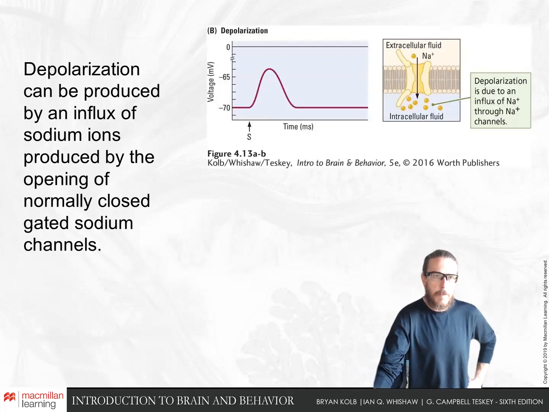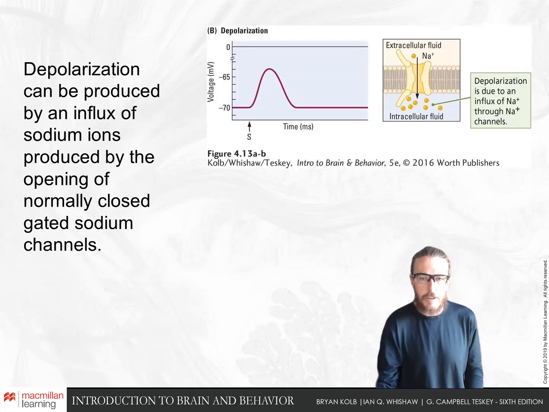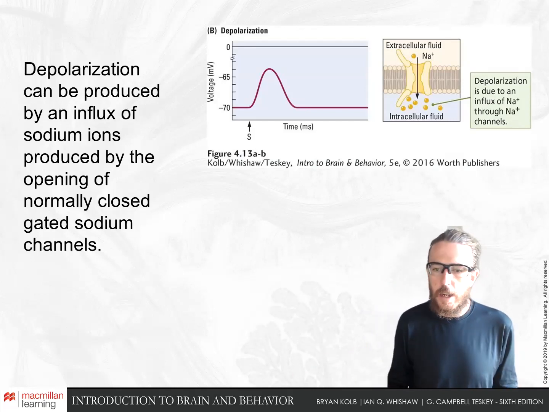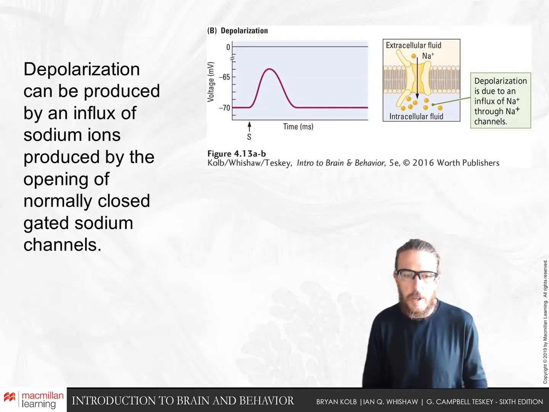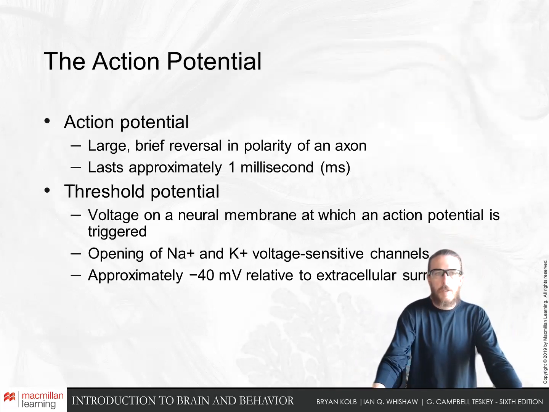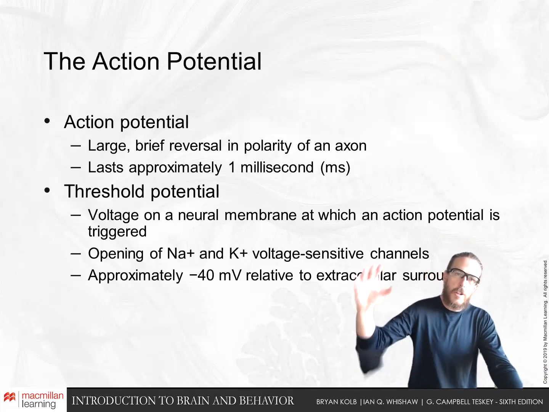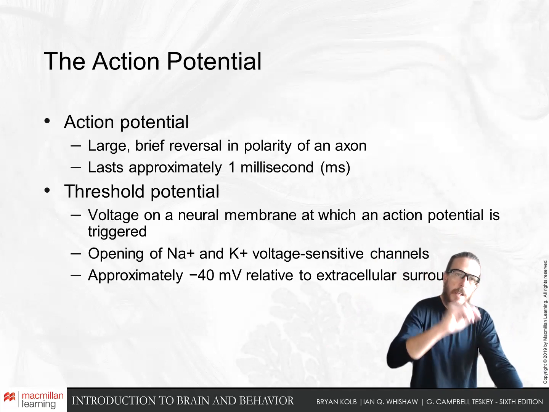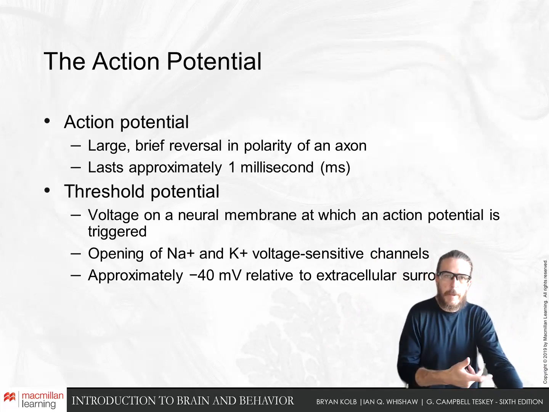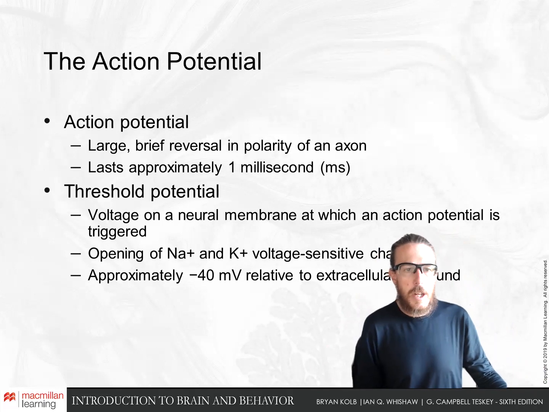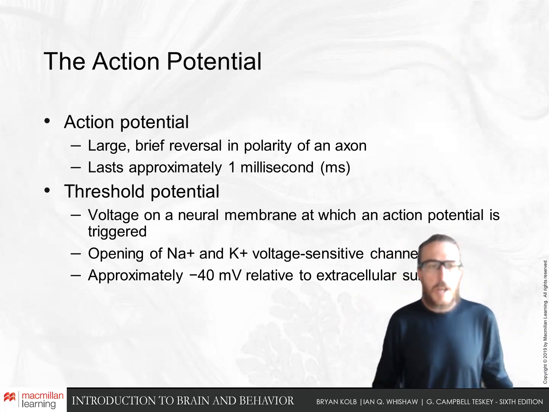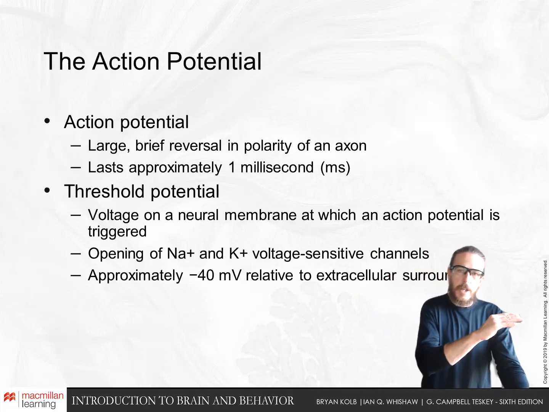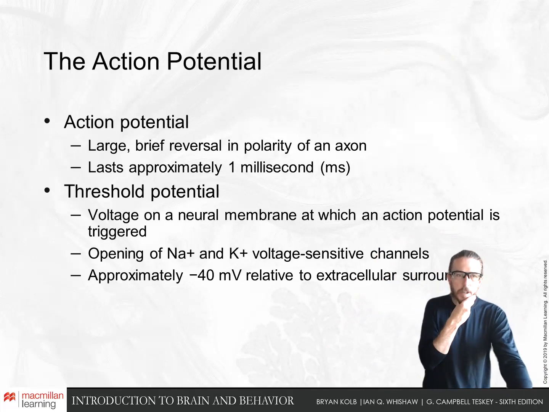So when these depolarizations occur to a large enough extent, they can trigger something called an action potential, which the cell uses to transmit information onto the next cells. An action potential is a large and brief change in the polarity of an axon from negative on the inside to positive on the outside, flipping it and then back to normal. It lasts about a millisecond. And it doesn't occur until the membrane has reached a certain threshold.